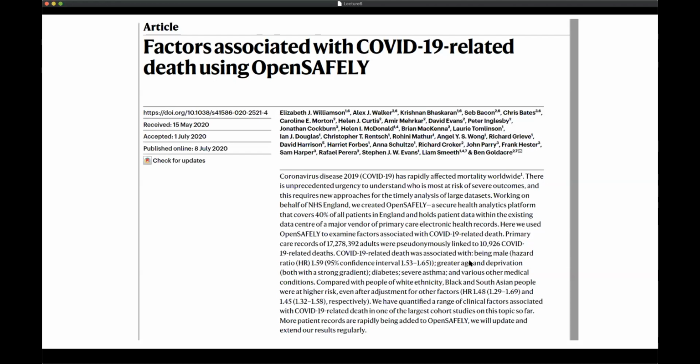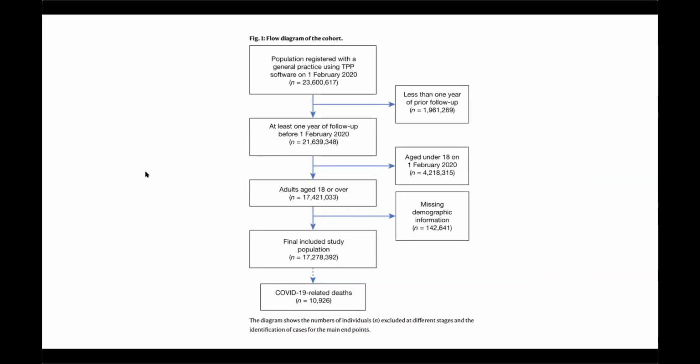So you have greater age and deprivation, diabetes, severe asthma, and various other medical conditions. Compared with people of white ethnicity, Black and South Asian people were at high risk, even after adjustment for other factors, and I'll tell you what that means. We have quantified a range of clinical factors and so on. So let's look at these data briefly. I think it's important for you to get a better sense of how to analyze these.